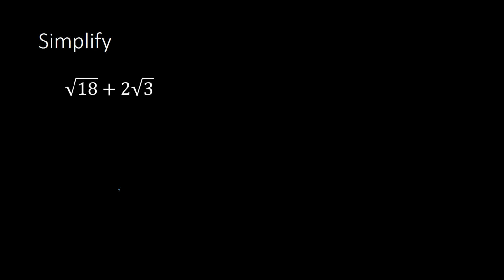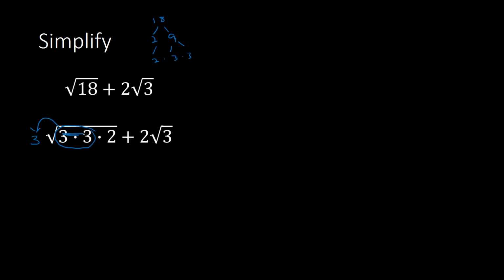Here's another example like that. Here we see square root of 18 plus 2 square root of 3. The 18, you can factor that down. 18 becomes 2 times 9. 9 you can break down as 3 times 3. So we have 18 would equal 2 times 3 times 3. And then we have one group of 3's, so I can pull out 1, 3. And I'm left with a 2 on the inside. So I have 3 square root of 2 plus 2 square root of 3.